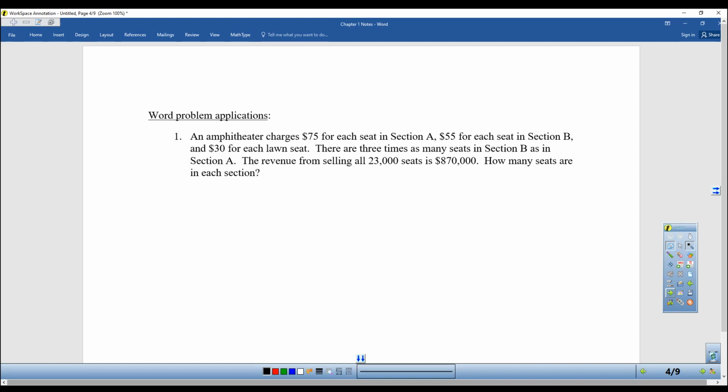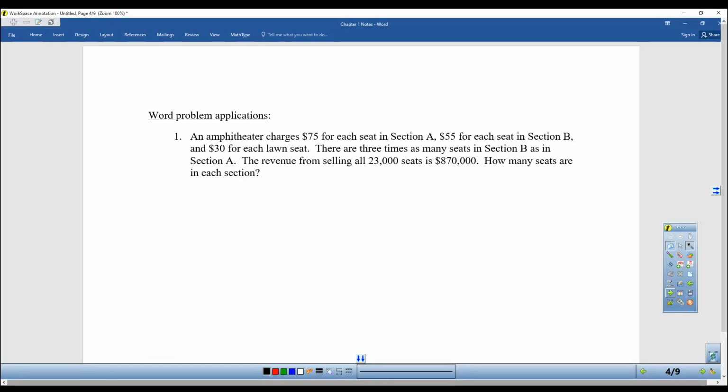Word problems. An amphitheater charges $75 for each seat in section A, $55 for each seat in section B, and $30 for each lawn seat. There are 3 times as many seats in section B as in section A. And if they sell all 23,000 seats, they make $870,000. So the question is, how many seats are in each section?